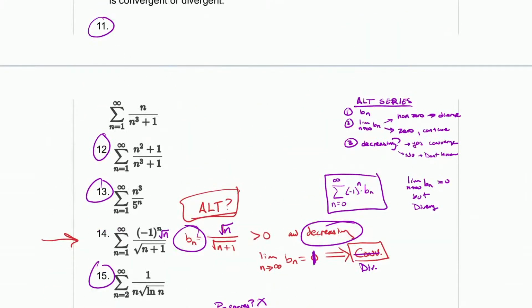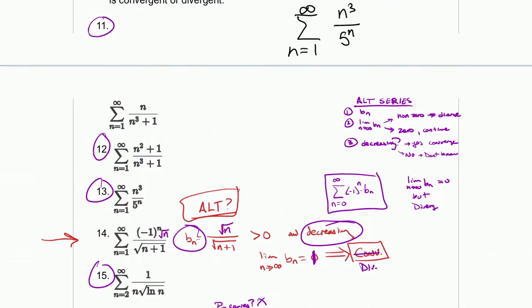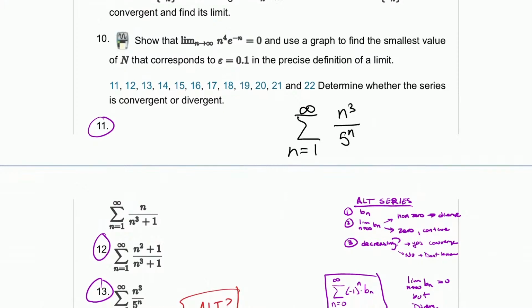Yeah, let's do 13, and then we're going to have to call it a day. So let's go back to 13. There it is. Okay, yeah. So we're trying to figure out, does this thing converge or diverge? We have the sum where n goes from 1 to infinity of n cubed over 5 to the n. Okay, so I need to figure out, does that converge or diverge?